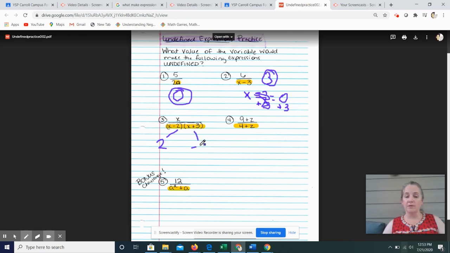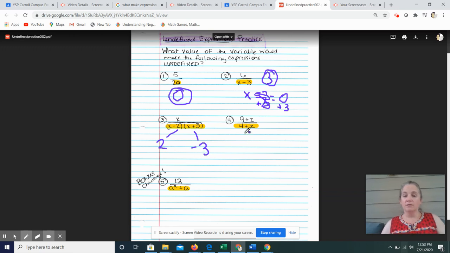Well, if you remember our integer rules, when you add a positive number to a negative number, you can get 0. Like if you started at -3 and added 3, you'd end up at 0 on a number line. So those are the two values that would make this undefined, 2 and -3.